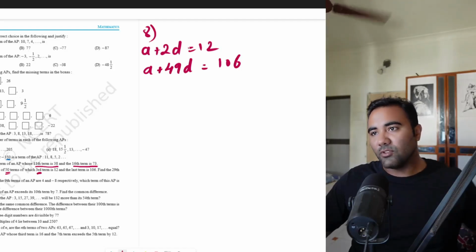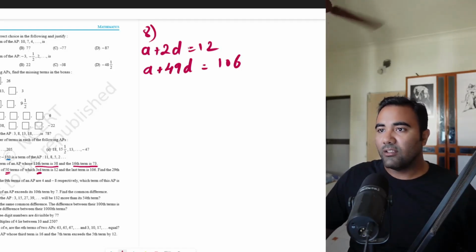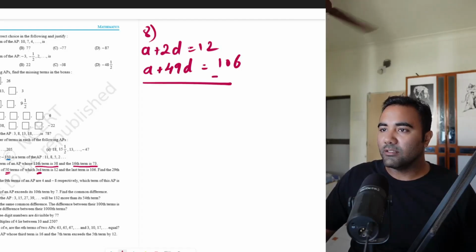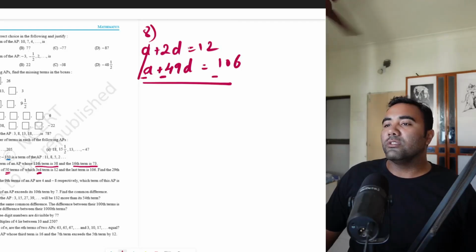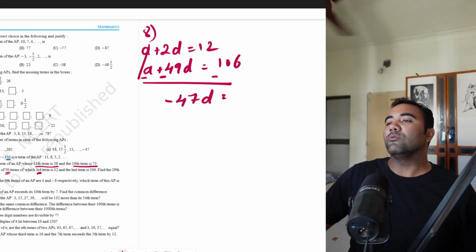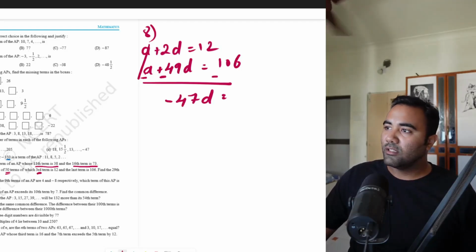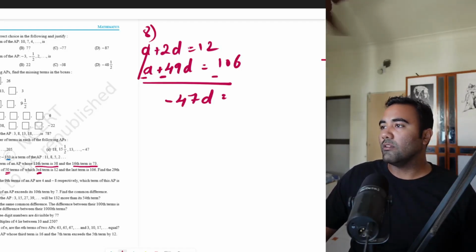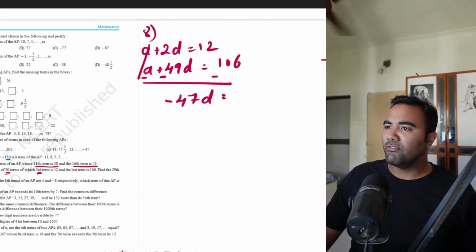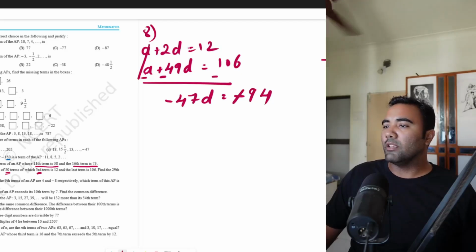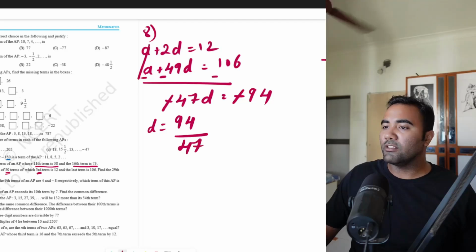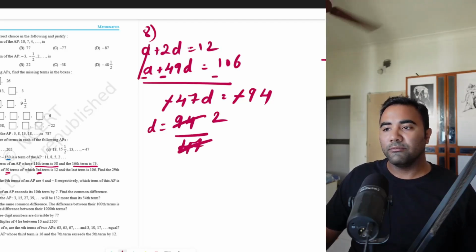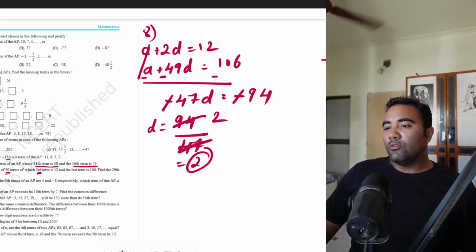Find the 29th term. So all we need is a and d. I'll simply eliminate, plus minus, plus minus. 49 minus 2 is 47d is equal to 106 minus 12, which is 94. So d is equal to 94 divided by 47. I think 47 twos are 94. Yes, so d is equal to 2. That is what we get.